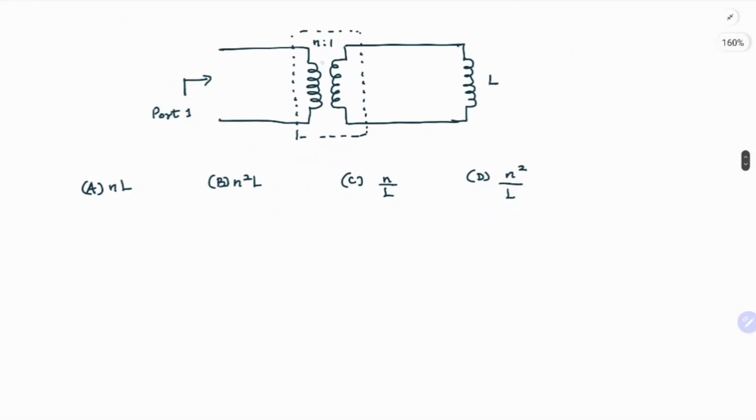So at first glance, if we try to see, this is having n is to 1 ratio. So you might think L will become NL here. But that is not the case. We'll see what happens. Okay. So let me take this.